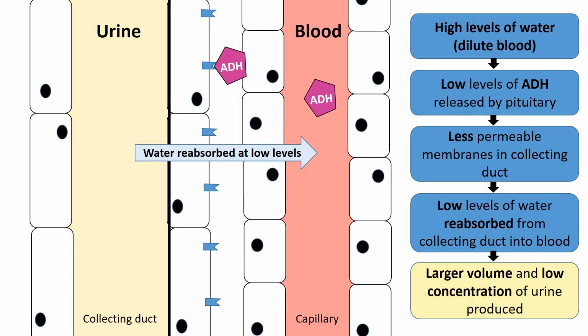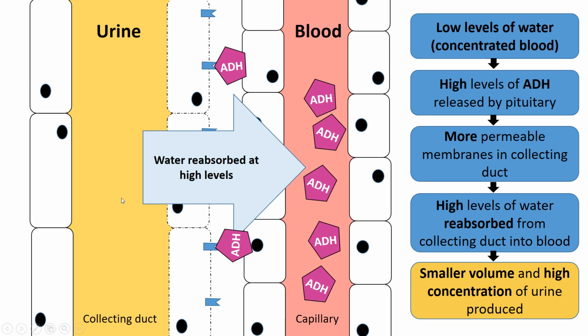However, when you've got high levels of water, so you've got a dilute blood, you want low levels of ADH. So again, they will bind to those receptors, but at a lower level, which means that the membranes are much less permeable. So you get less water reabsorbed and you get a larger volume of low concentration urine.